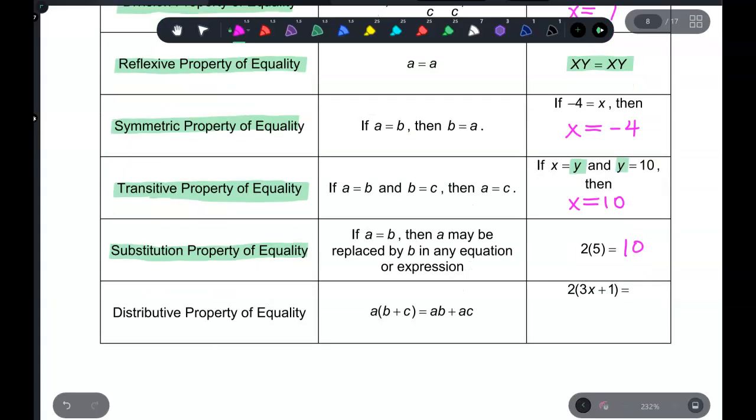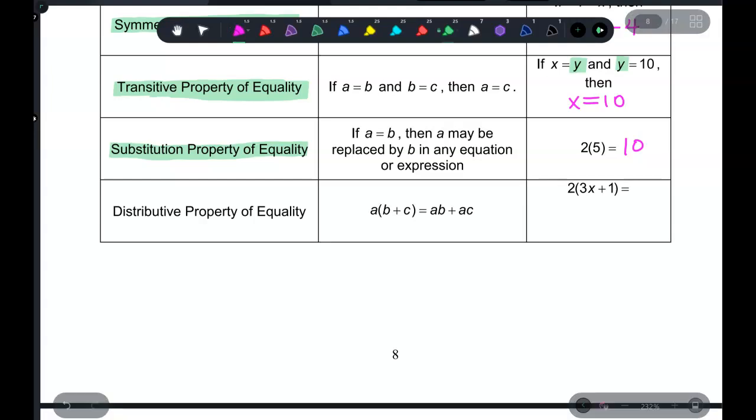Okay, last one. I also don't have this one on that list: the distributive property. This is when we get rid of the parentheses. So 2 times (3x plus 1) is going to give us 6x plus 2.